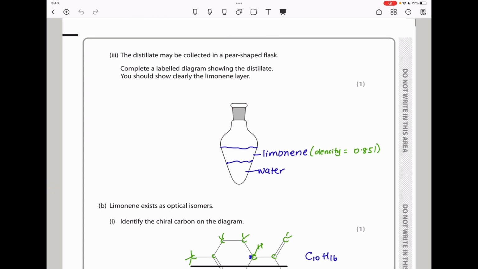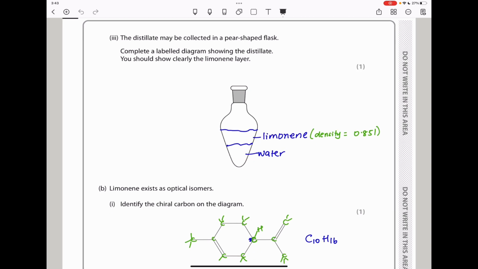So moving on here, they say the distillate may be collected in a pear-shaped flask. Complete a labelled diagram showing the distillate. You should show clearly the limonene layer. If you look at the beginning of the question, the limonene has a density of 0.851 gram per centimeter cubed. Here the density of water is 1 gram per centimeter cubed. I'm considering pure water. So pure water should be heavier than limonene, and therefore limonene is going to be found at the top, or in the top layer of the two. So it should be at the top and water at the bottom.